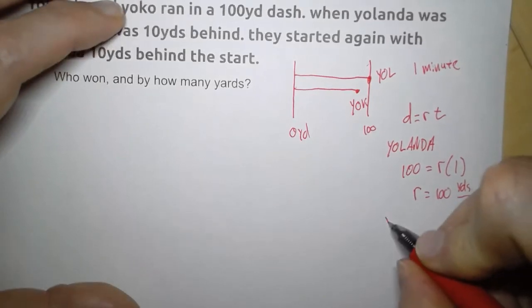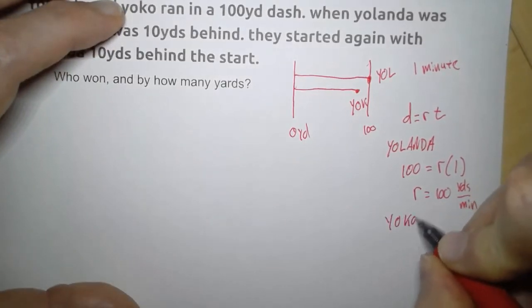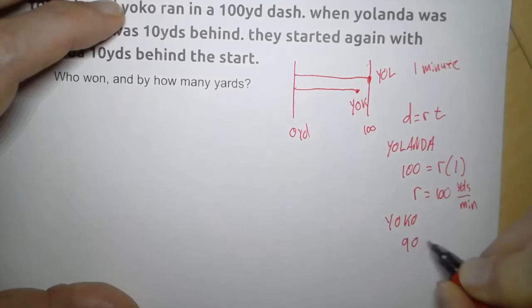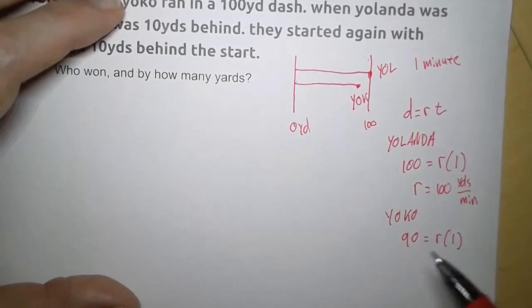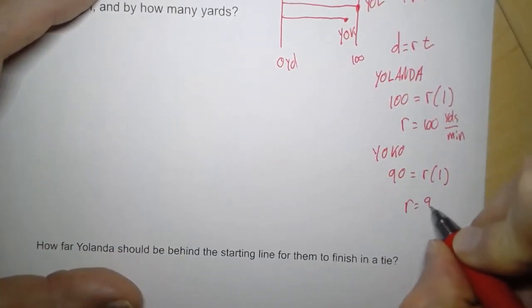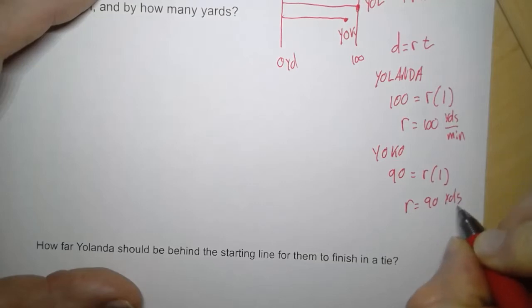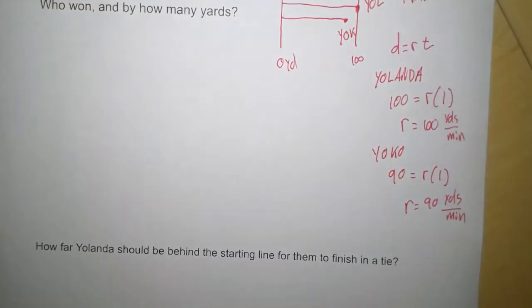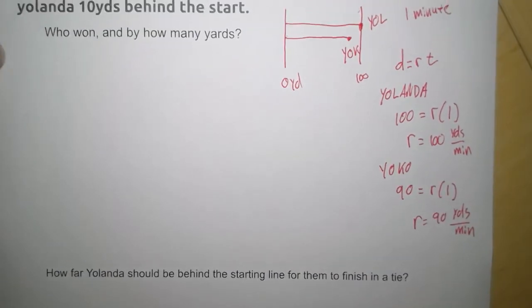Now we do the same thing for Yoko, except she only made it 90 yards. But still, she was at 90 yards at 1 minute. So that means she is running at 90 yards a minute. So this is going to govern how fast Yolanda and Yoko are running for these two questions.